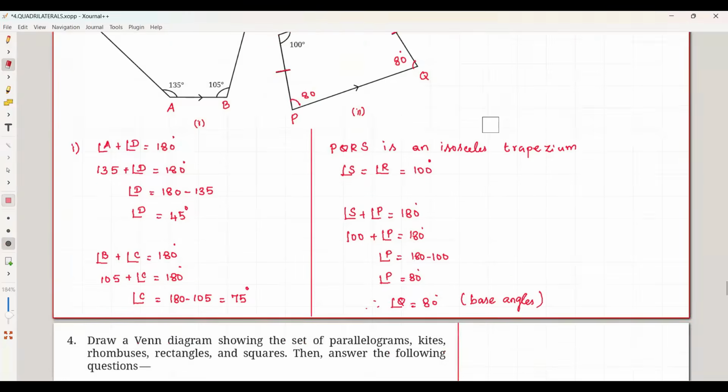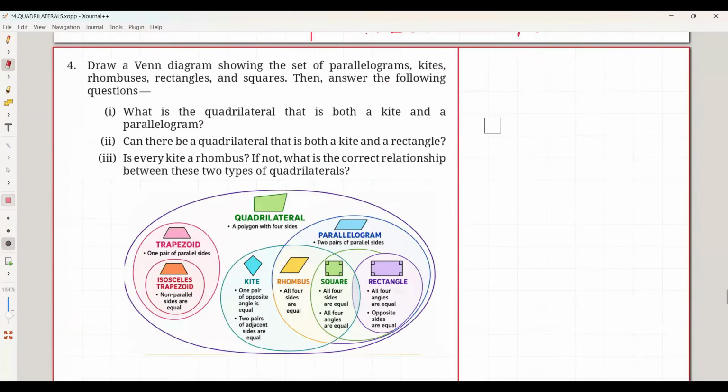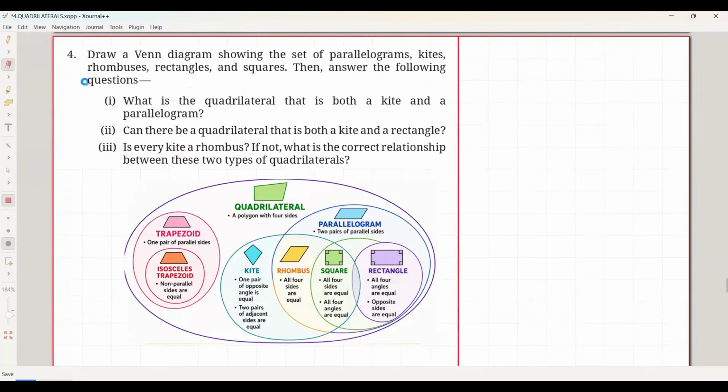Now we'll move on to question number 4. Draw a Venn diagram showing the set of parallelograms, kites, rhombus, rectangle, and square. Then answer the following questions. They asked us to draw the Venn diagram. I have already given the Venn diagram, so I have just taken it. Based on this Venn diagram, we have to answer the following questions.